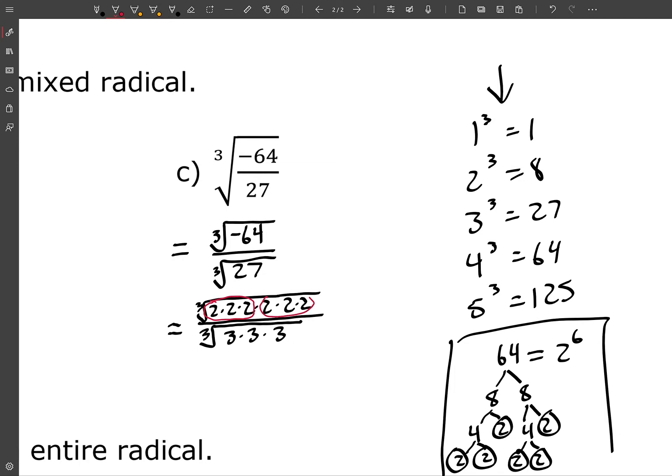Group of 3 here, group of 3 here. So I have 2 groups of 3 2s, so I'm able to pull both of those out, and there's nothing left. There's 2 times the cube root of 1 all over. I can pull out, here's one group of 3 right here, so that gives me a 3 on the outside, and the cube root of 1 is left, which gives me my answer of 4 over 3.